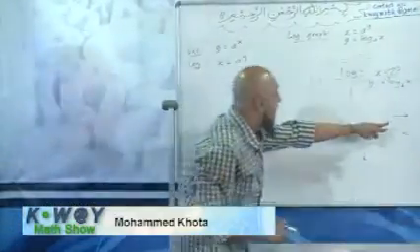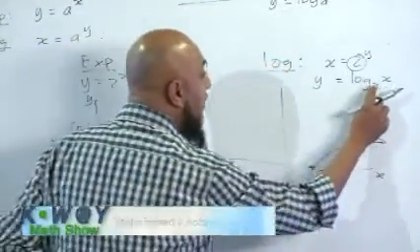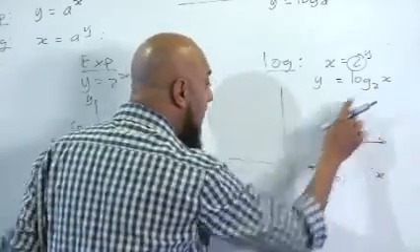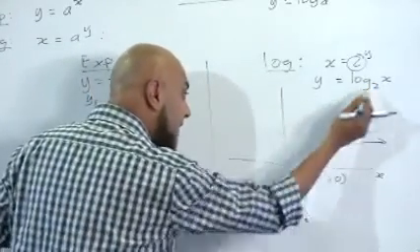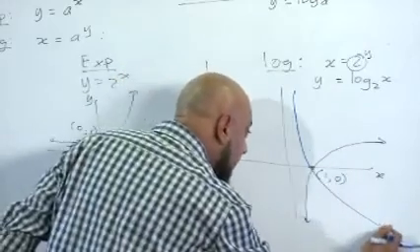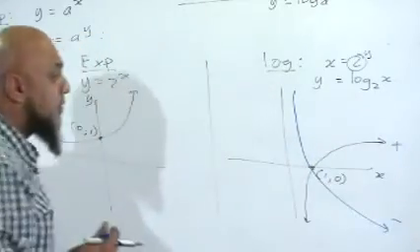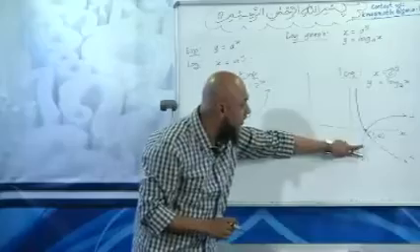So a positive log graph will look like that. If you had log base a third or log base a half, then the negative log graph would go in the opposite direction. So that's the negative, that's the positive. Okay? That's what your log graph will look like.